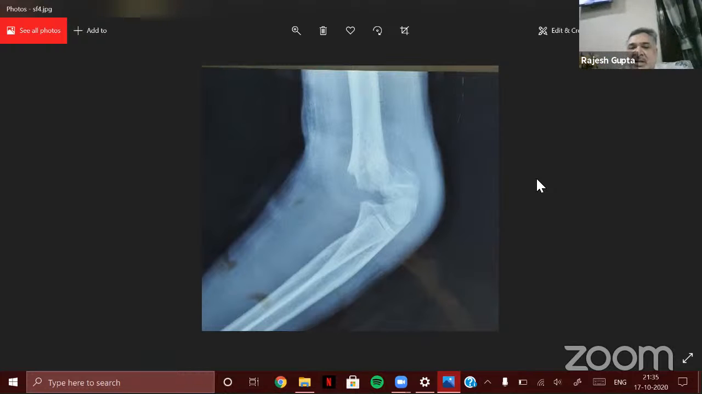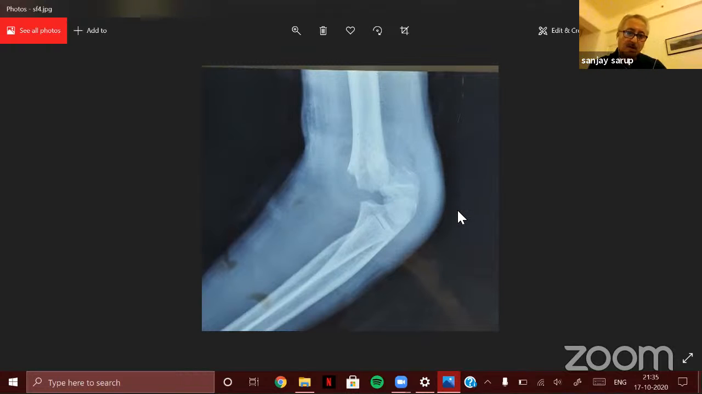So, Dr. Sanjay, this is the second case. This is a child, 11 years. When the child came to us, he was having a different position. This was the first X-ray available with the child. This was the only X-ray, the only view available with the parents, and it looks like a supracondylar fracture of the humerus.